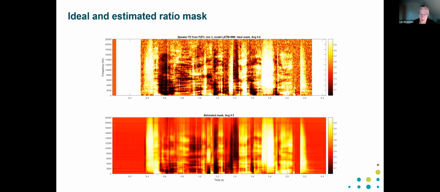If we look at the ratio mask, what you see here is a spectrogram of the mask. In this case, it's an example where we separate speaker F2 from a mixture of F2 and F3. The upper half is the ideal ratio mask, which is computed as the ratio between the 2 signals, the 2 voices. Once we've trained the system, we can estimate a mask, which you see at the bottom. They are not exactly the same, as you can see, but you will also hear that it's actually good enough.